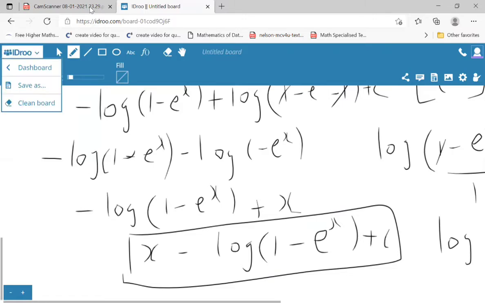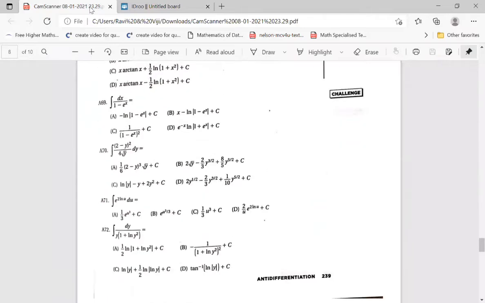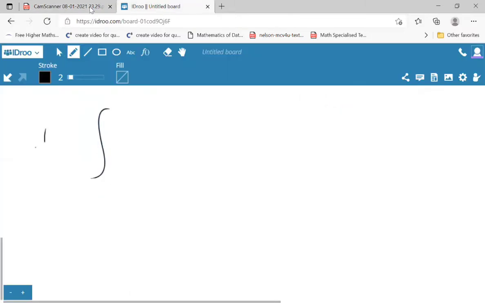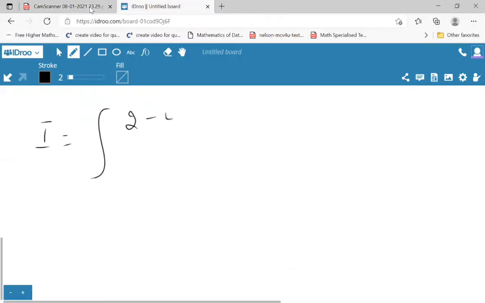All right. Now coming to the 70th one: integration of 2 minus y the whole square dy, divided by 4 root y.